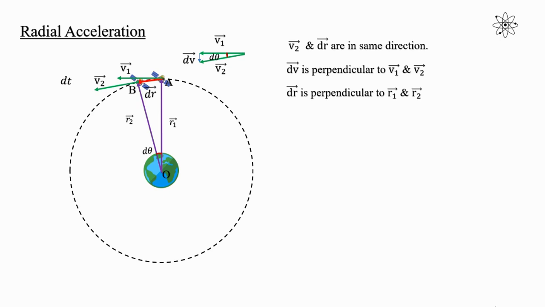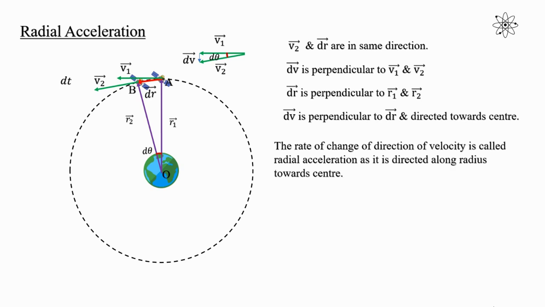From these two, we can write, student, vector dv is perpendicular to the vector dr and directed towards the center. So, student, the vector dv is exactly directed towards the center only when we consider the motion for a very small interval of time. Therefore, the rate of change of direction of velocity is called radial acceleration, as it is directed along the radius towards the center. Vector ar is equal to vector dv by dt.